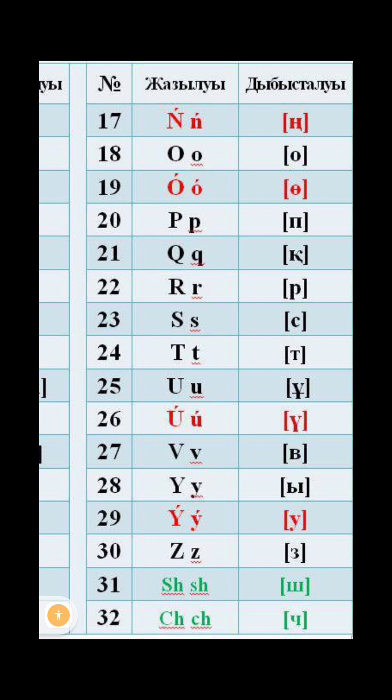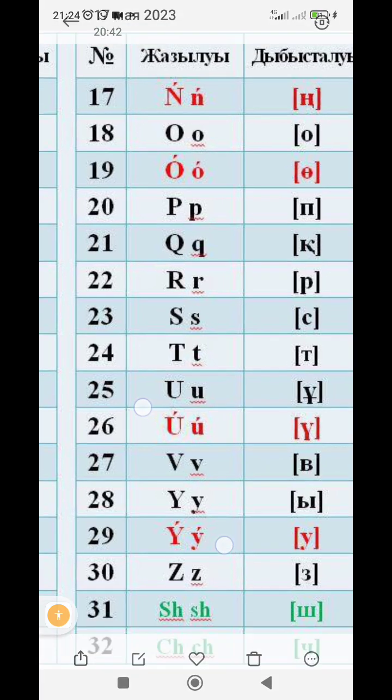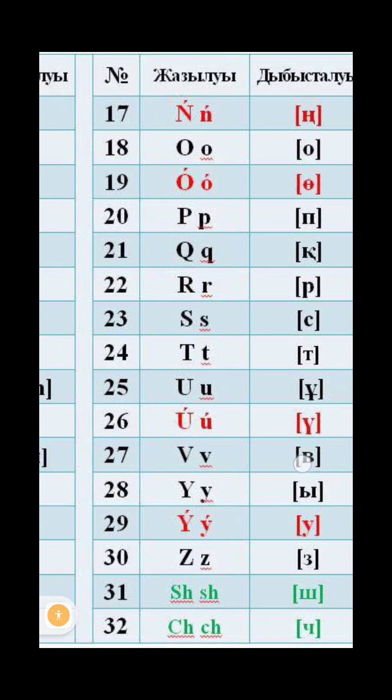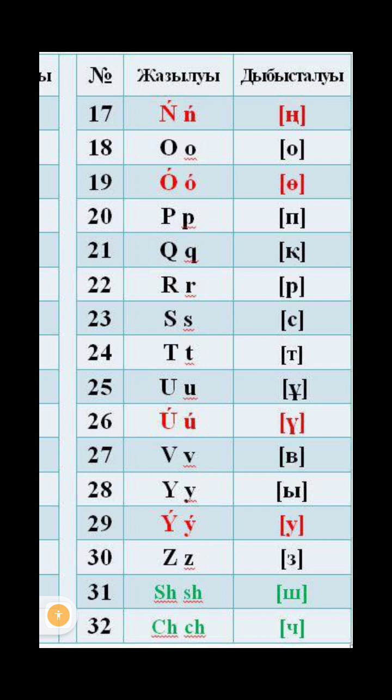Number 27, V. For example, vase. Number 28, others. Number 29, U. Number 30, Z. Number 31, Sh. Number 32, Ch.